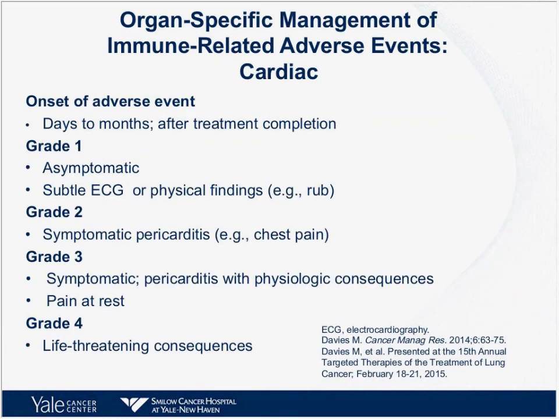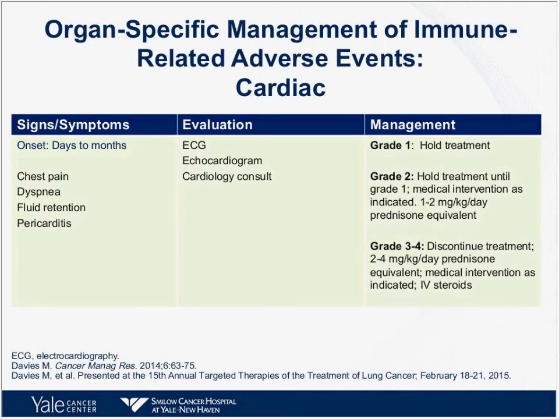Cardiac toxicity includes pericarditis or any inflammation of the heart. This can occur at days to months or even after treatment completion. In general, patients are asymptomatic or they may have just some subtle EKG changes or physical findings on exam such as a rub. Grade 2 is symptomatic pericarditis, so they might develop some chest pain. And then grade 3 is symptomatic pericarditis with physiologic consequences and even pain at rest. And grade 4 is going to be life-threatening complications.